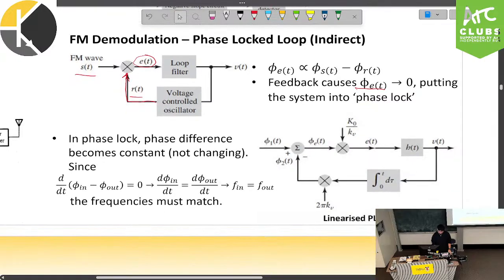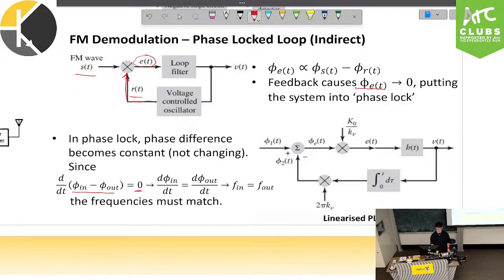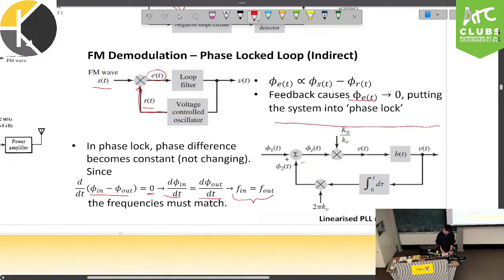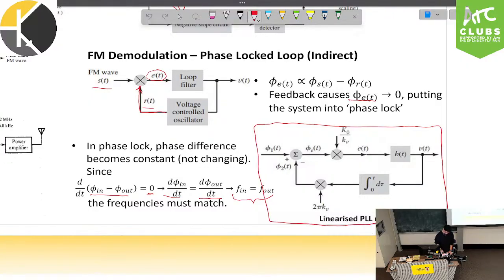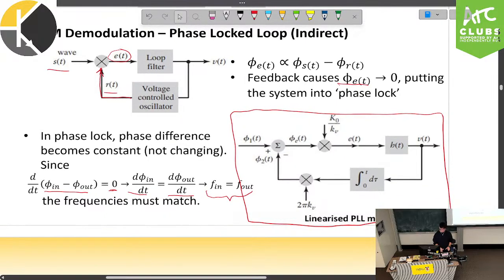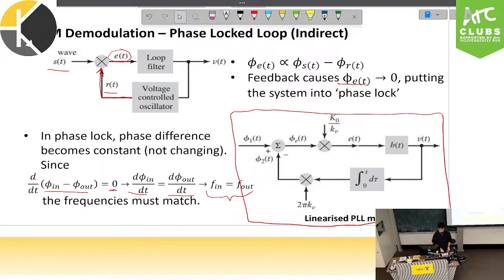When that happens, we have a difference in our phases of zero, which inevitably means that our derivative will also have a difference of zero, as we can see here. That means the derivative of your input phase is equal to the derivative of your output phase. If we recall, frequency is related to phase by the derivative, so that would mean that our frequencies have to be equal at the input and the output. And then we have this linearized PLL model, which is simply a more specific model of the phase lock loop, just looking specifically at demodulating FM waves, which is more of a realistic model of how we might demodulate in a practical environment.